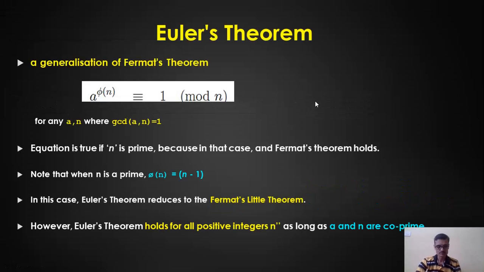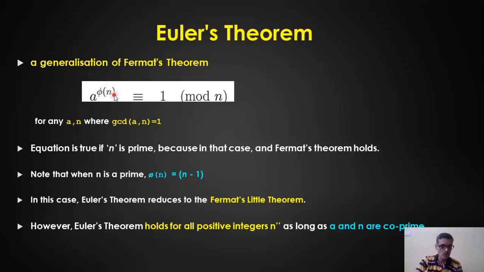Euler's theorem is nothing but a generalization of Fermat's theorem. Fermat's theorem says a to the power p, the prime number, is congruent to 1 mod n. In Euler's theorem, this is modified. We have taken a to the power phi of n, where phi of n is the totient function of any integer n. It can be a prime number, or it may not be a prime number. If it is a prime number, then Euler's theorem is the same as Fermat's theorem, you can say, right? But n can be any integer. It can be a non-prime number also.